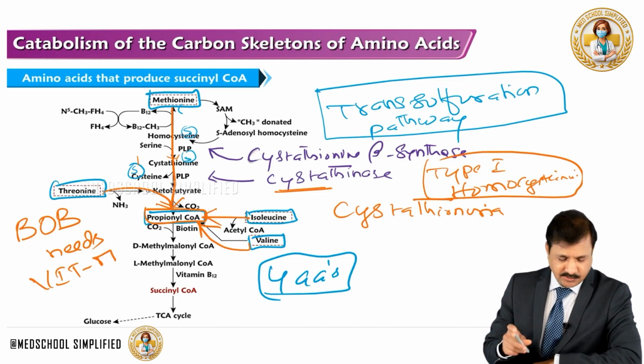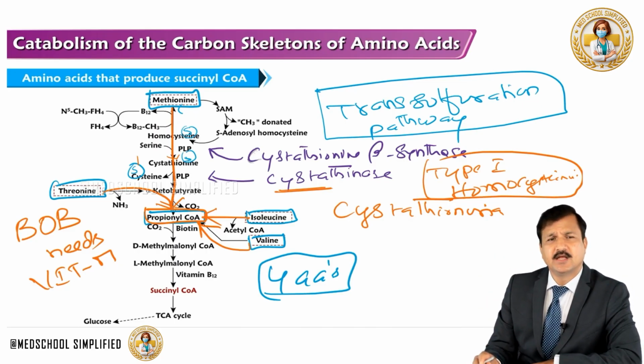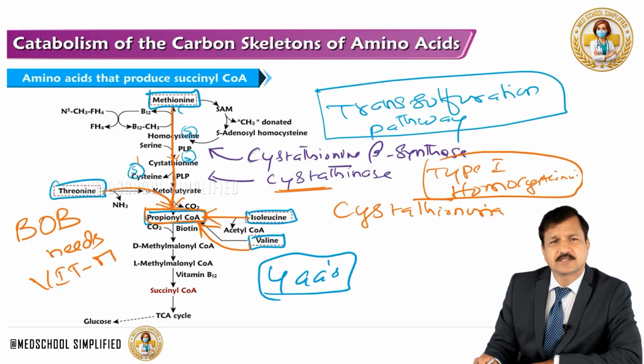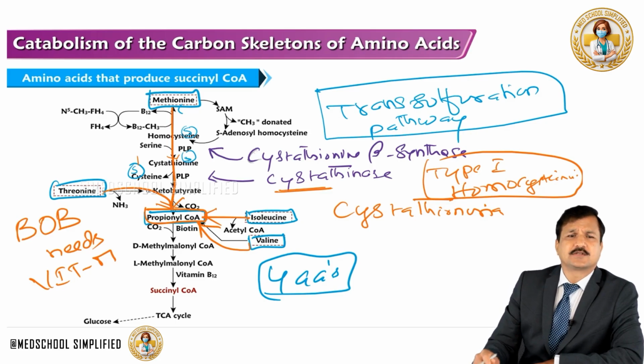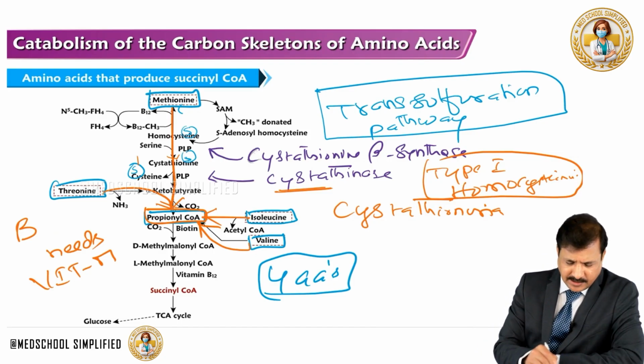Alright, so this is how carbons of methionine will go all the way to alpha-ketobutyrate and eventually form succinyl-CoA. So the amino acid that produces succinyl-CoA here is methionine. And of course threonine, isoleucine, valine via propionyl-CoA will also make succinyl-CoA as a TCA cycle intermediate.